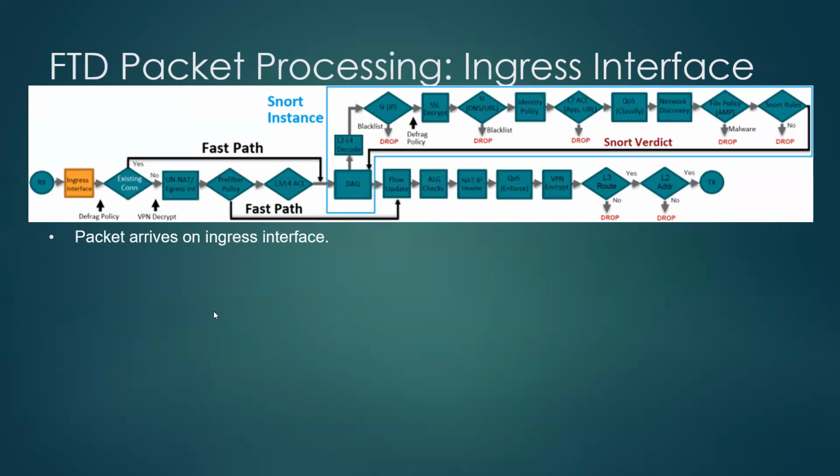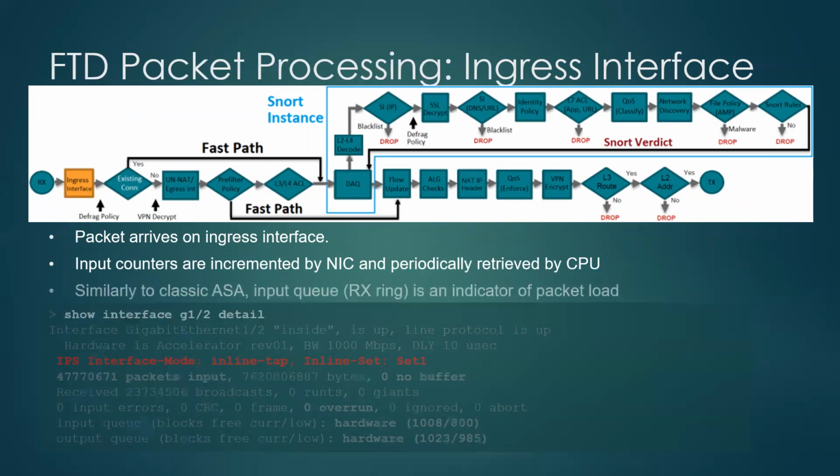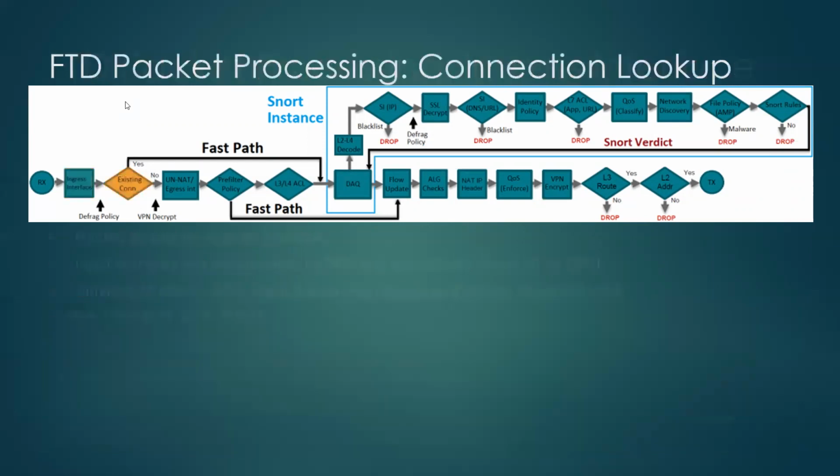Packet arrives on the ingress interface. Great. Then what is happening? The input counters are incremented by NIC and periodically retrieved by CPU. Then it will check whether, for this particular packet, we have an existing flow or not. If we have an existing flow, it will reach the DAQ. This is the data acquisition queue. At the moment, you can think that this is a queue or some sort of buffer.